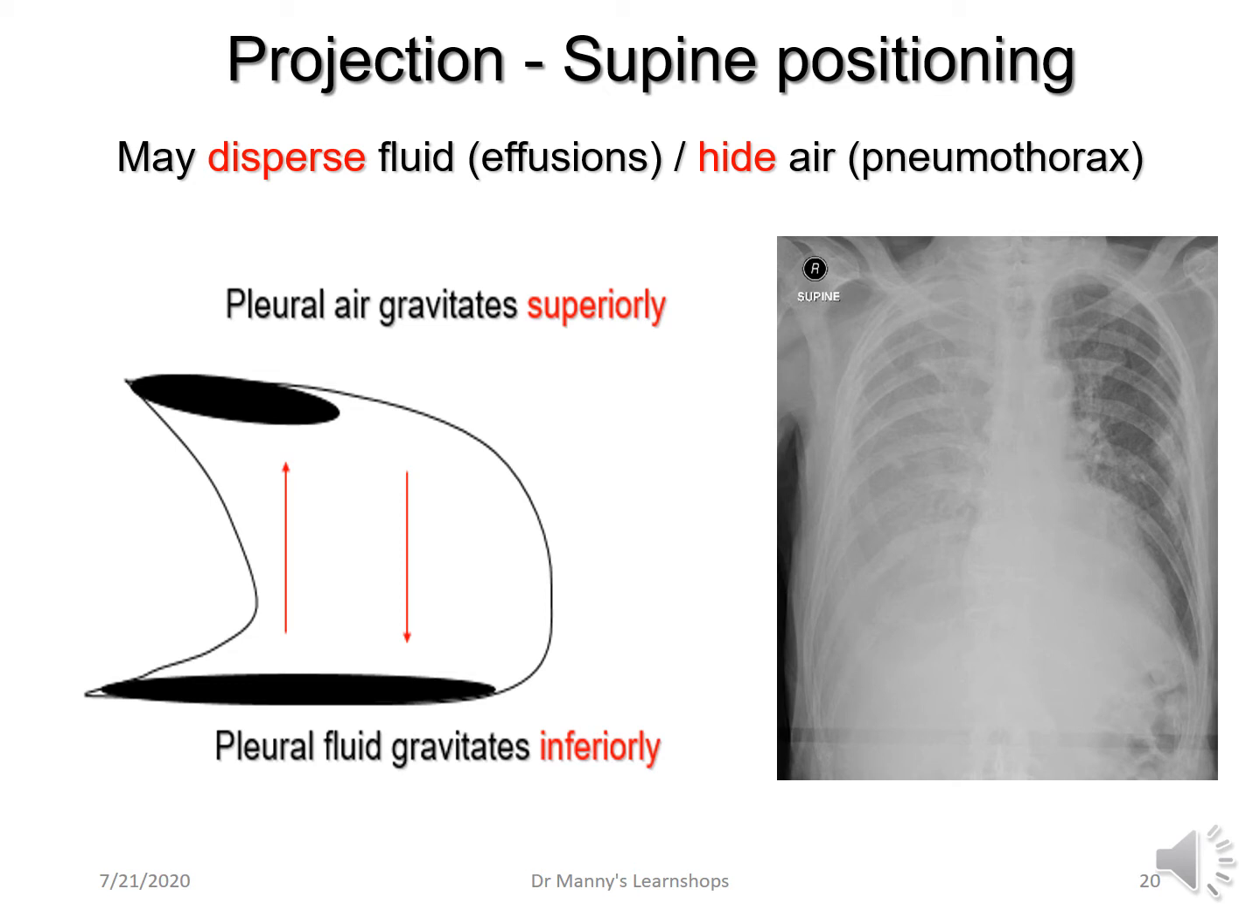So in the supine position, pleural air typically gravitates superiorly and may be hidden in relation to the sternum and the upper chest, which may not be seen clearly. And by the same token, pleural fluid gravitates inferiorly and may present an image that isn't actually accurate. But supine positioning may be important because the patient is hemodynamically unstable, or they may have injuries that don't allow them to be put into an erect position.